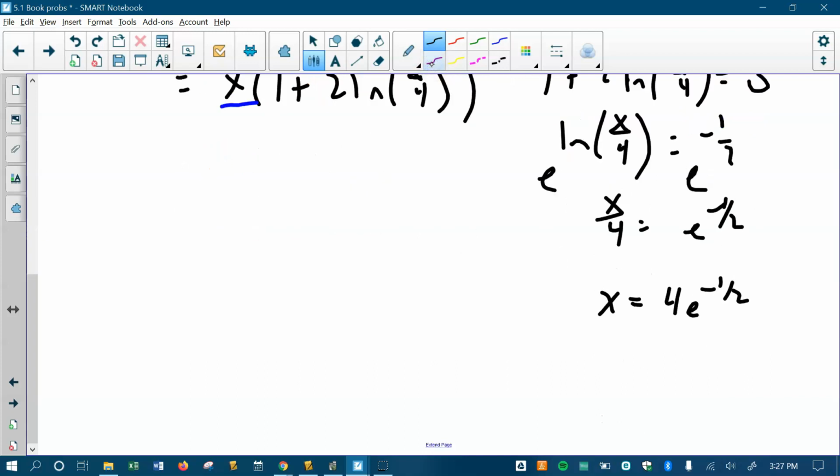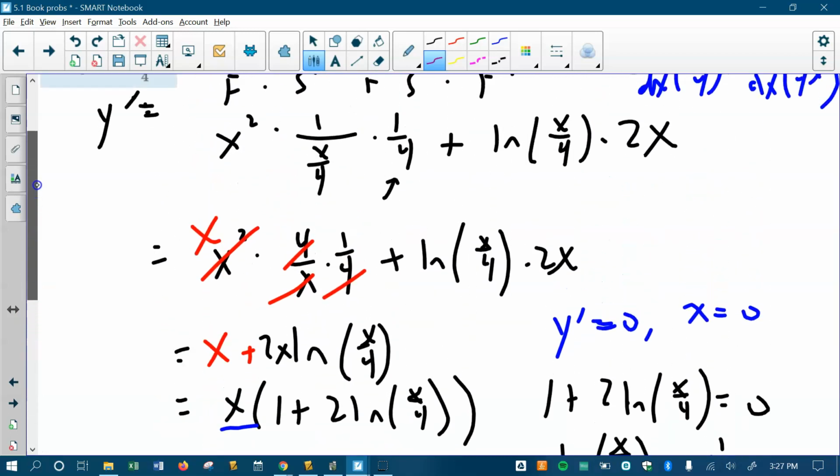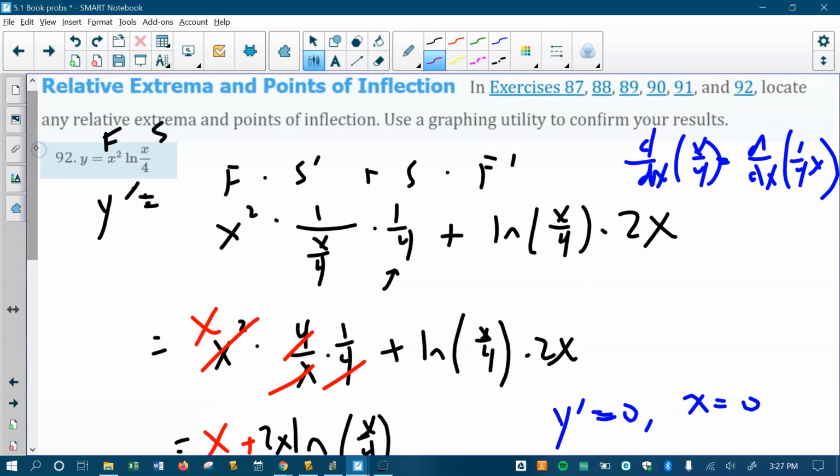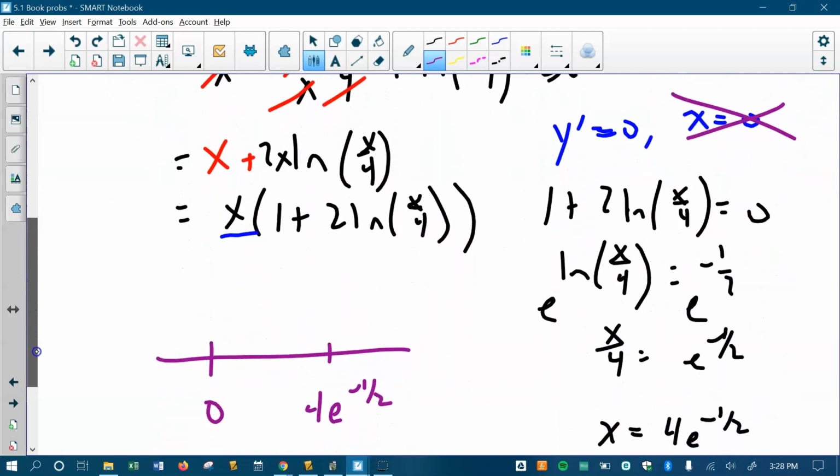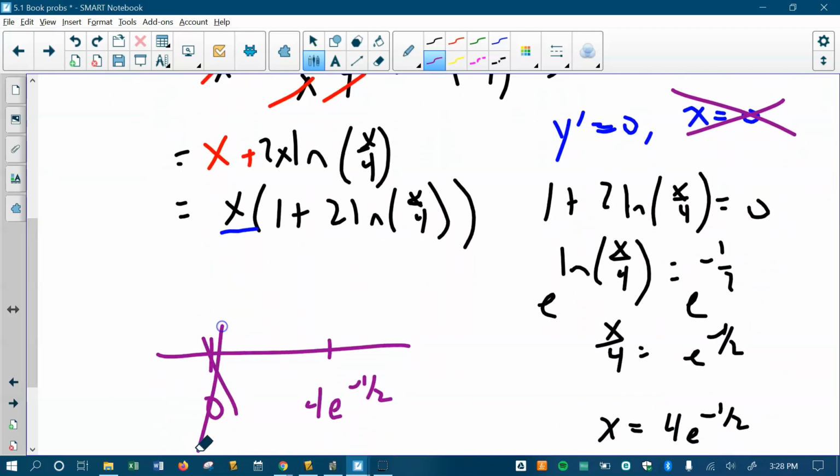So let's do a line test. So we got 0 and 4e to the negative 1/2. Now I want to be careful here because is 0 even in the domain? No, it's not, Mr. Lakin. 0 is not in the domain. Bye-bye. Okay, so now we just have to do one value here.